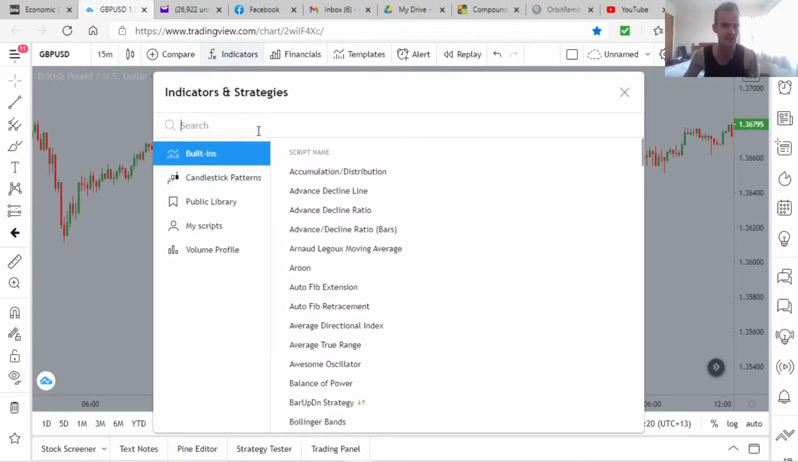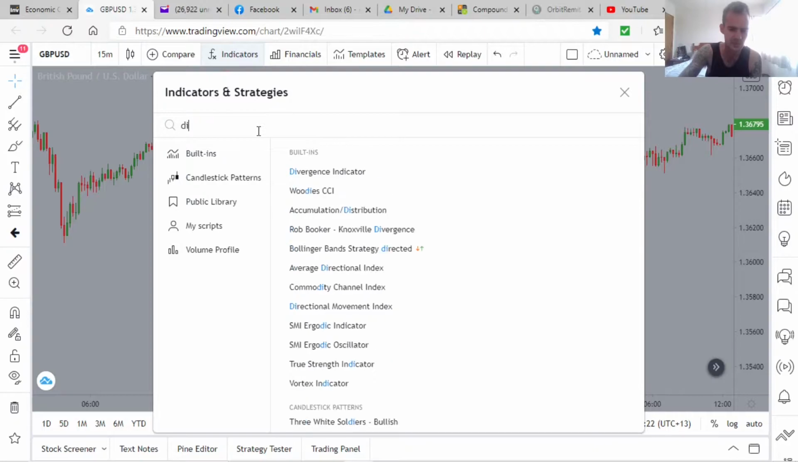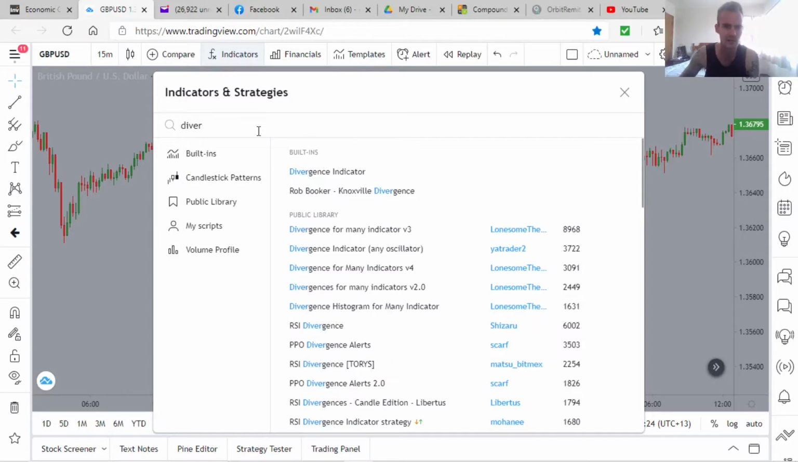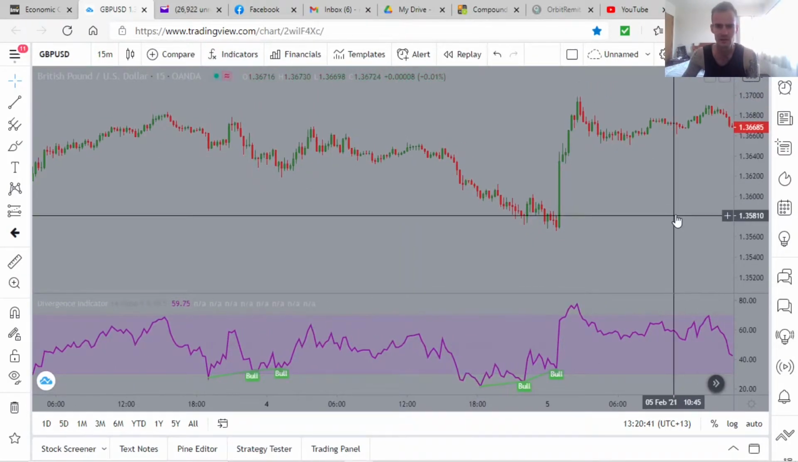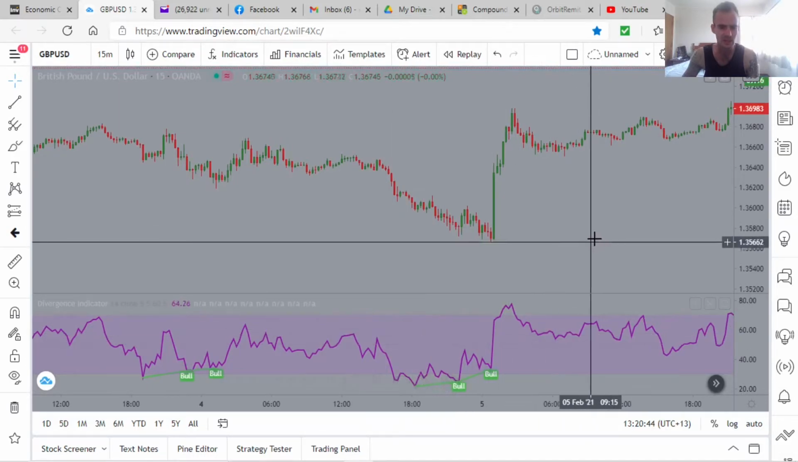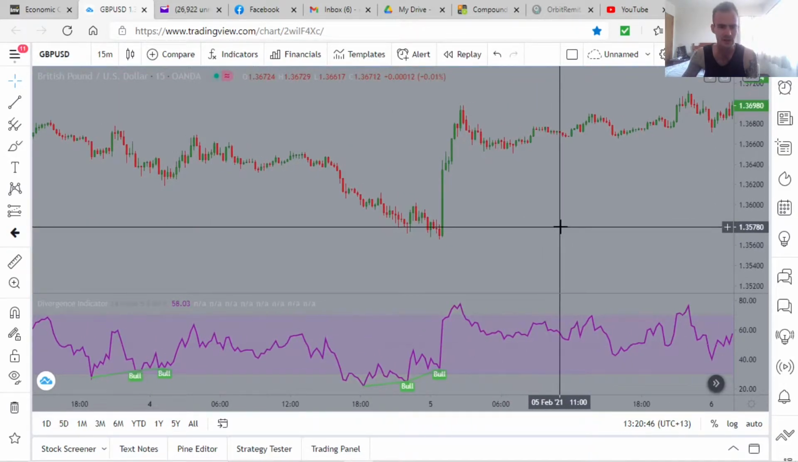Just come in here to indicators and type in divergence. It's the first one here at the top. Don't look at any of these other ones. They're all modified and they're all just weird and they don't work quite nicely. This is the basic one, and to me it works the best. So this is the indicator over here, RSI Divergence.